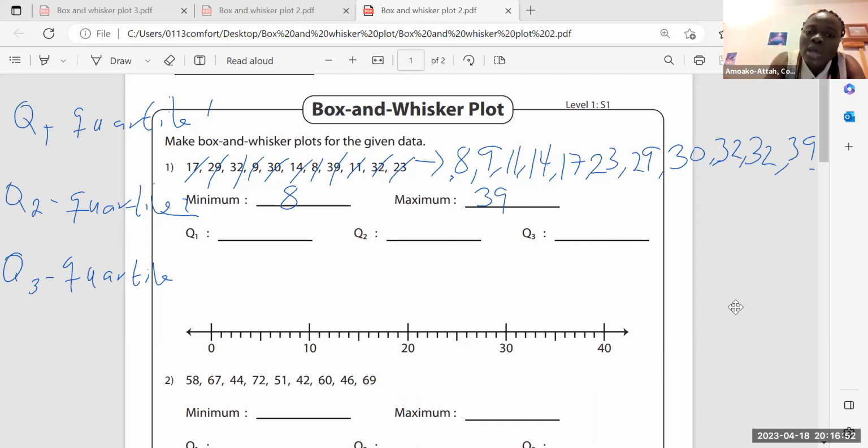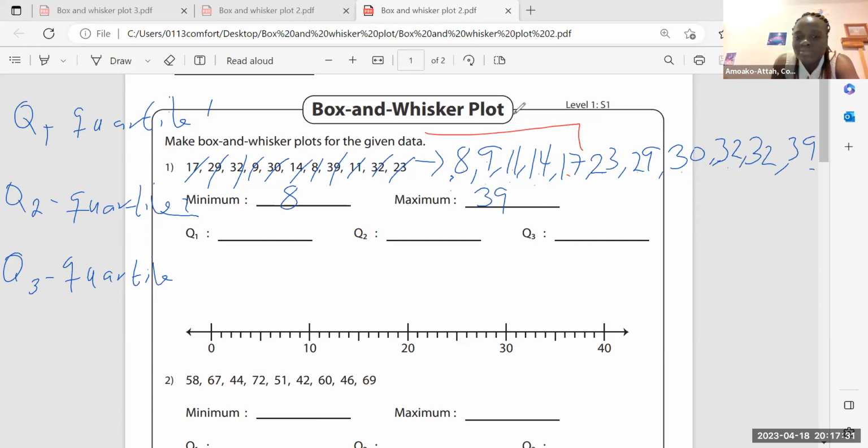With this, you have to split your data into 2 equal halves. So count your data. How many numbers do we have in all? We have 1, 2, 3, 4, 5, 6, 7, 8, 9, 10, 11. So if we are splitting 11 into 2 equal halves, we're going to have 5, 5. Then one number will be in the middle, because 11 divided by 2 is 5, remainder 1. So I'm getting 5 to the left, 5 to the right, and one number in the middle.